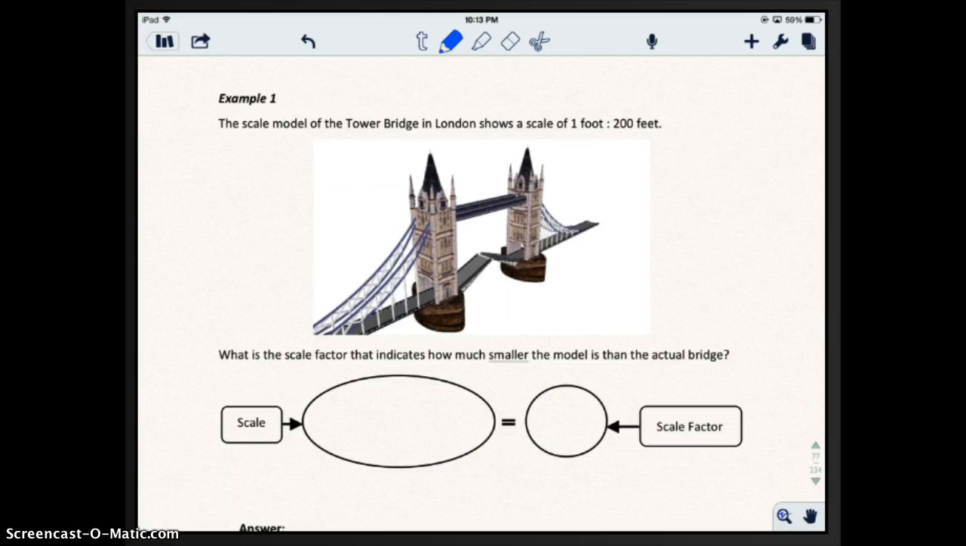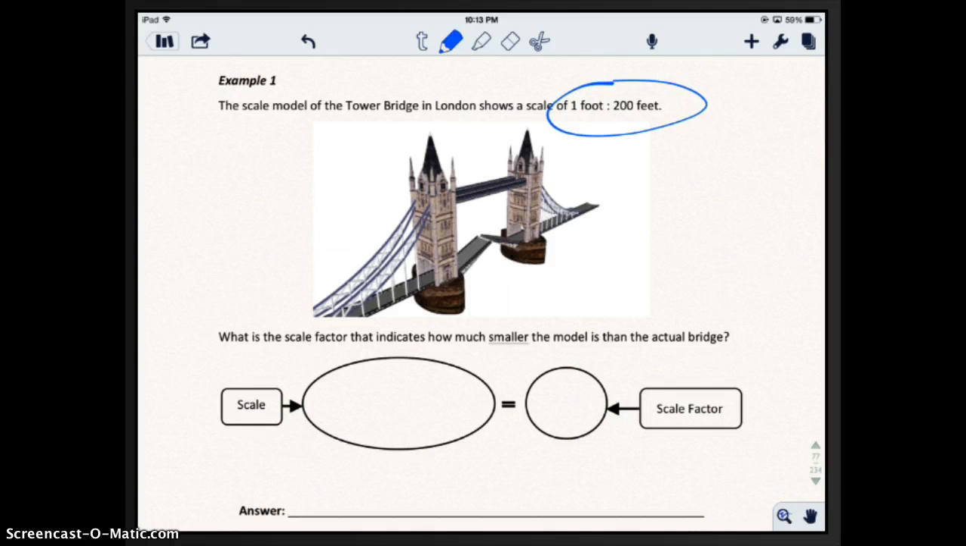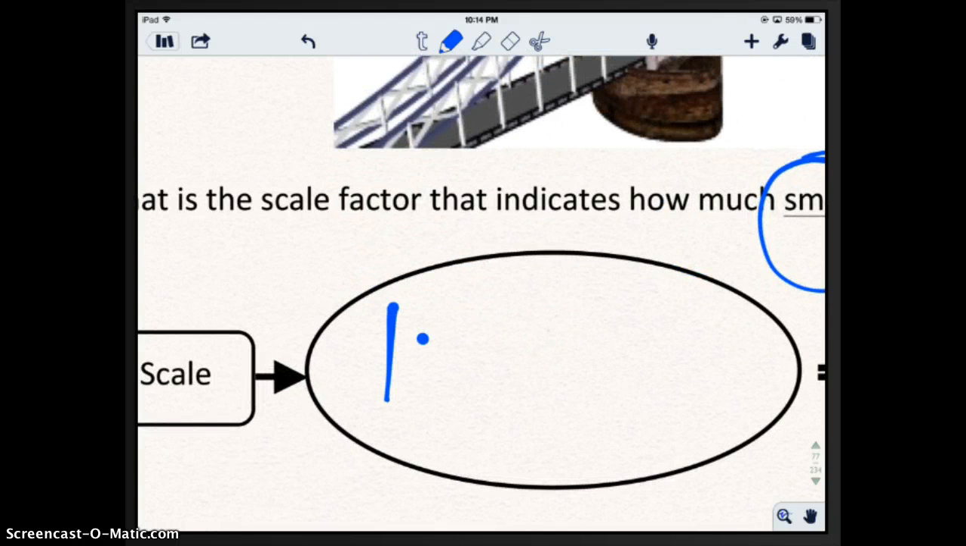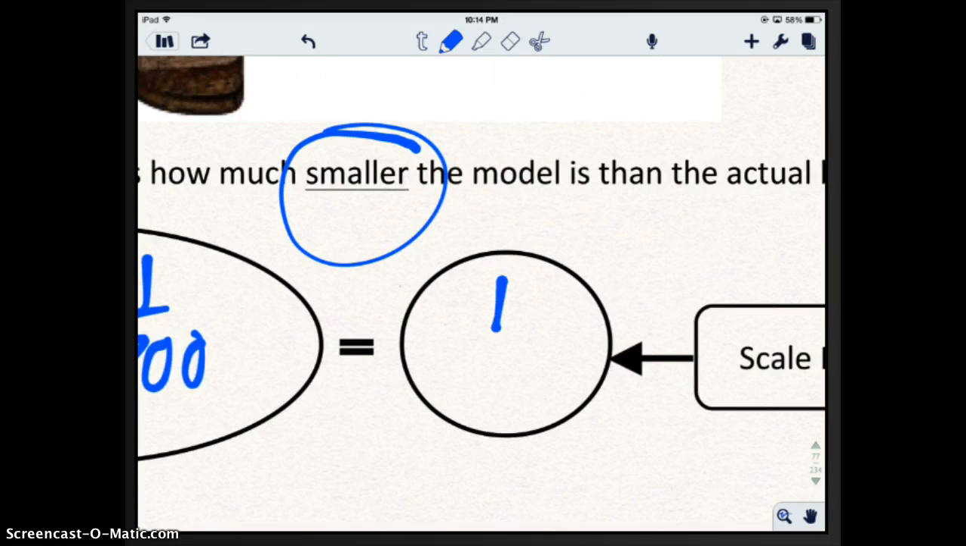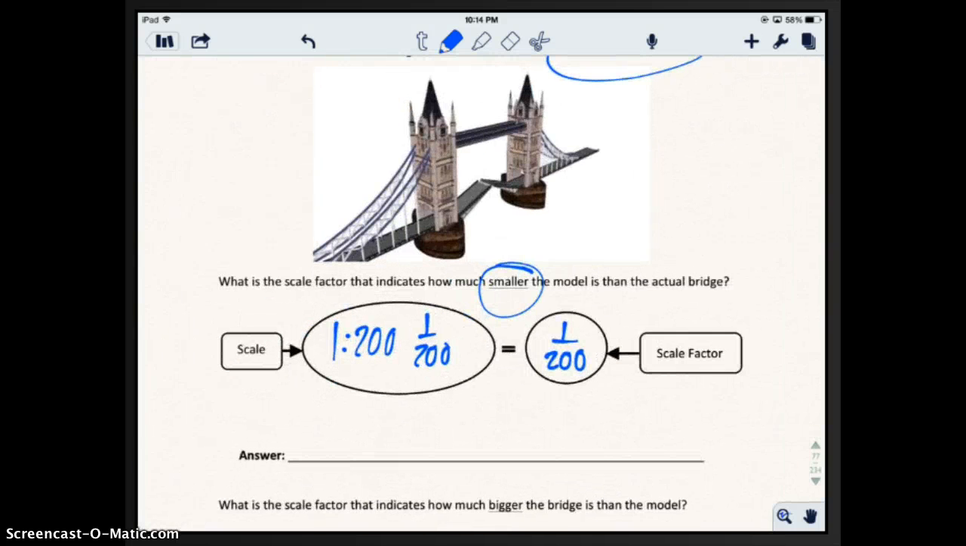A scale model of Tower Bridge in London shows a scale of 1 foot to 200 feet. What is a scale factor that indicates how much smaller, that's important, the model is than the actual bridge? FYI, we're not supposed to say things like, it is 3 times smaller. Those two things don't jive. It is 1/3 the size would be a lot more appropriate. So here we go. 1 foot to 200 feet is 1 over 200, right? We learned about that about 2 or 3 weeks ago. So simplify, well, it's already simplified, so 1 over 200.